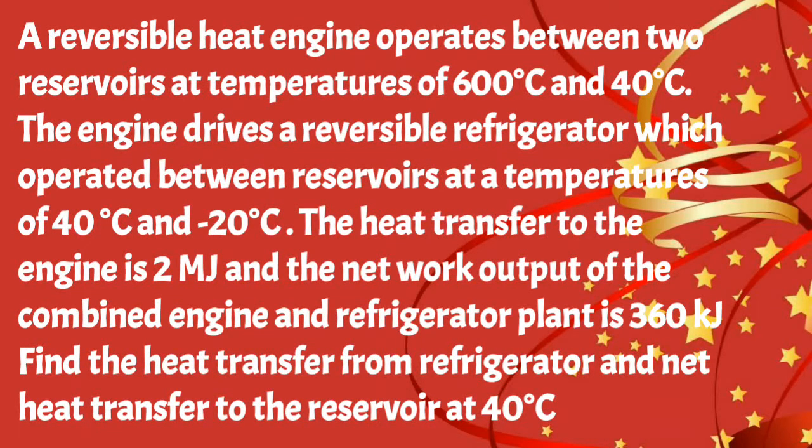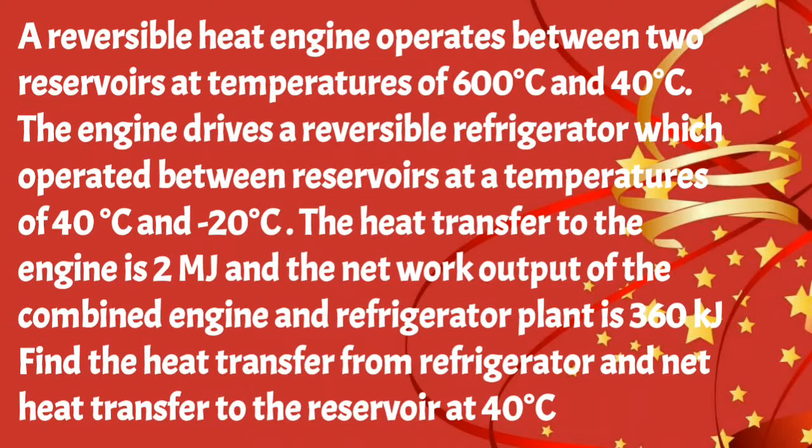A reversible heat engine operates between two reservoirs at a temperature of 600 degrees Celsius and 40 degrees Celsius. The engine drives a reversible refrigerator which operates between reservoirs at a temperature of 40 degrees Celsius and minus 20 degrees Celsius. The heat transfer to the engine is 2 megajoule and the net work output of the combined heat engine and refrigerator plant is 360 kilojoule. Find the heat transfer to the refrigerant and the net heat transfer to the reservoir at 40 degrees Celsius.